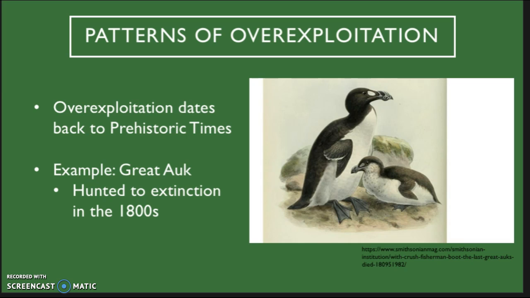Humans have a history of overexploiting prey populations dating back to prehistoric times. Humans have caused many extinctions by spreading to parts of the world that had never been inhabited by humans before. There's also been a pattern of a rise of sport hunting, and a great example of this is with the great auk. This bird became extinct in the 1800s due to being overexploited for its meat and feathers.